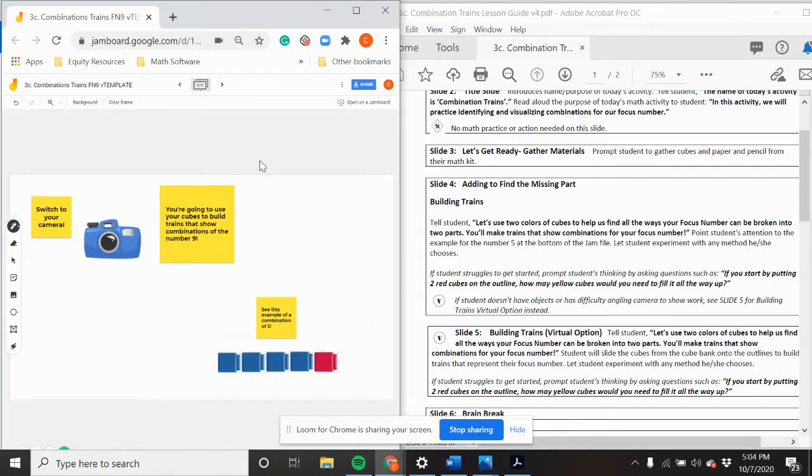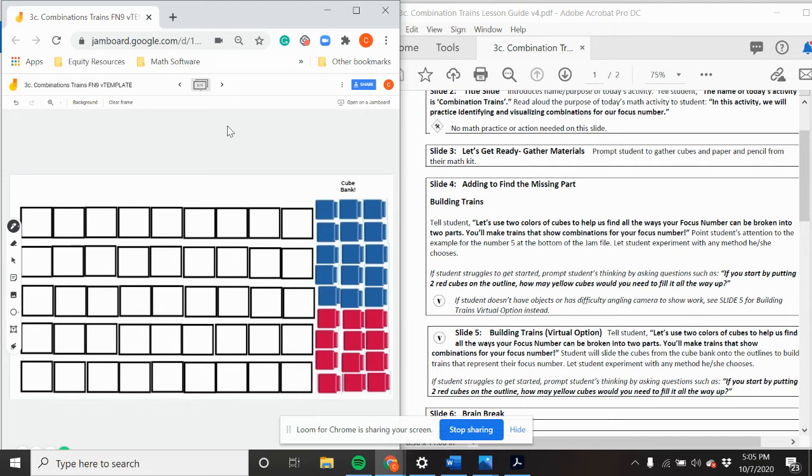On slide 4, this prompts us to use our camera. This means that the student does not need to be in the Jamboard app and they need to switch to their camera. For this scenario, they are switching to start looking at 2 different colors of cubes for their focus number. If the student does not have the cubes available or is struggling to use the camera, slide 5 has a virtual alternative where the student can use the virtual cubes to build the trains, and we're always going to have an alternative for you in case that is needed, and that will be indicated on the lesson guide.